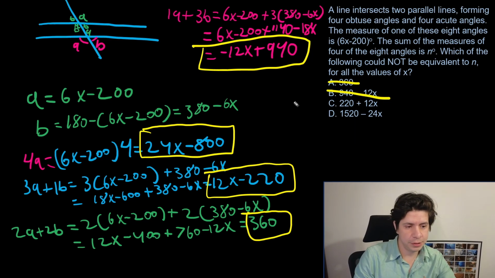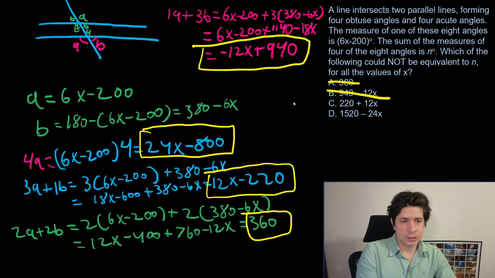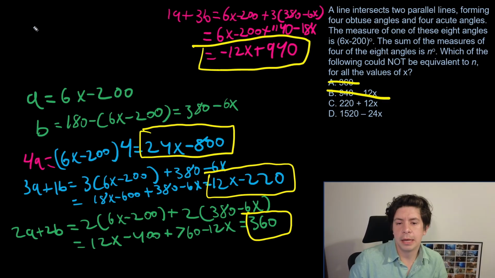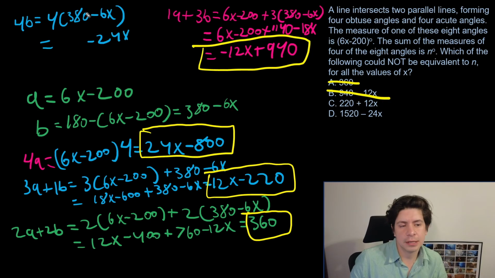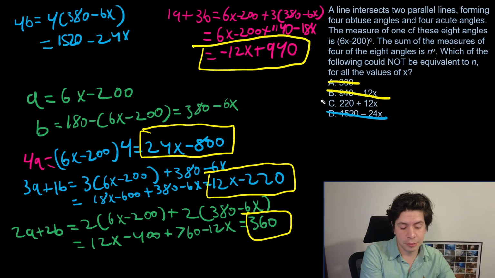So now 4B. Let me just erase our beautiful drawing. And we're going to do 4B, which will be 4 times (380 minus 6x). When we do that, we're going to get negative 24x. And then 4 times 380, 4 times 300 is 1200 plus 80, it's going to be 1520. And that's this one. So the only one that doesn't appear right is going to be C.